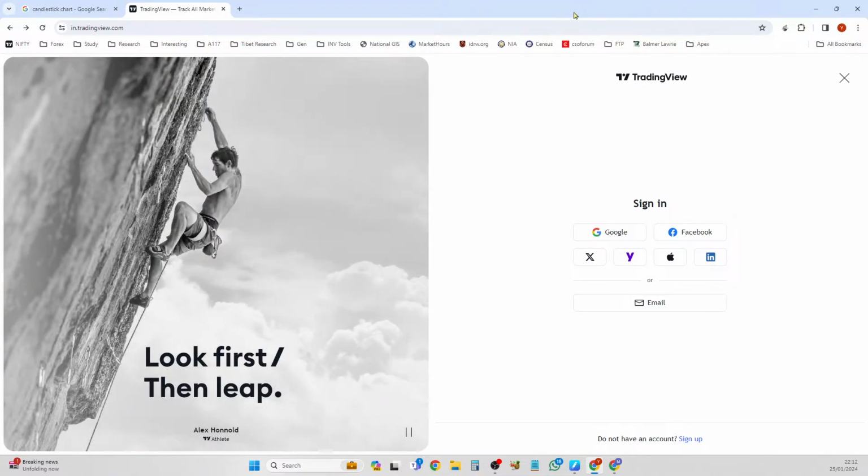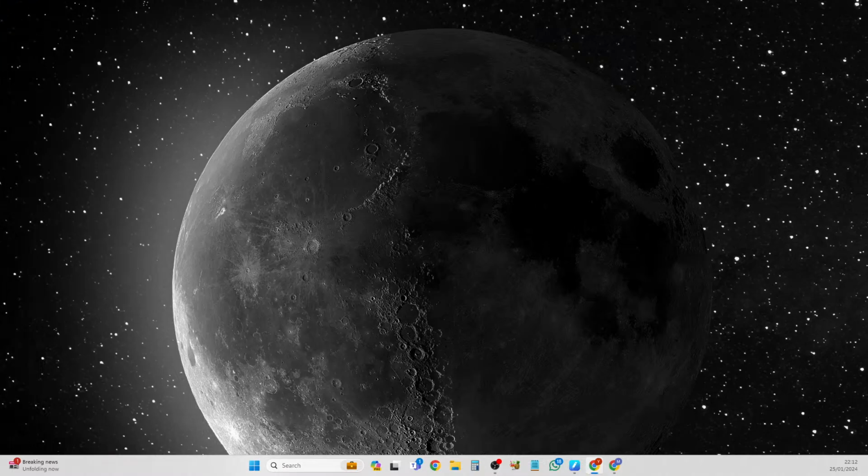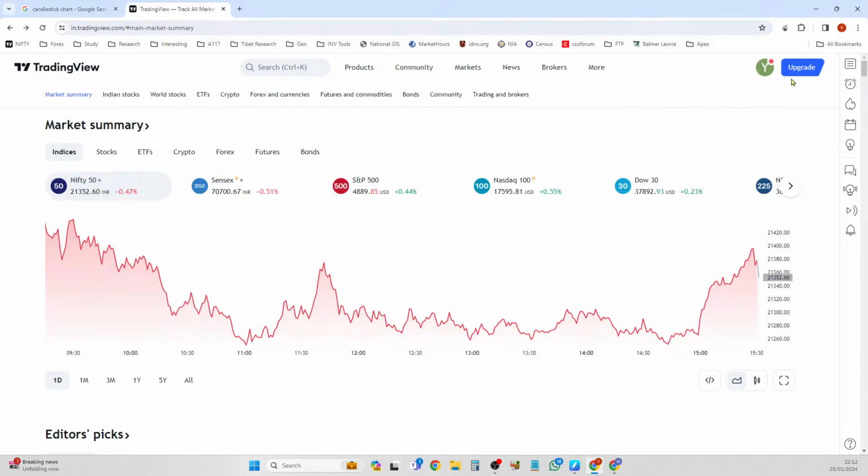I'll just use my existing account over here. You can use Google or any other connected account that you have. And once you are signed in, everything that you do while you are signed in gets saved. So we'll just go to the super charts.